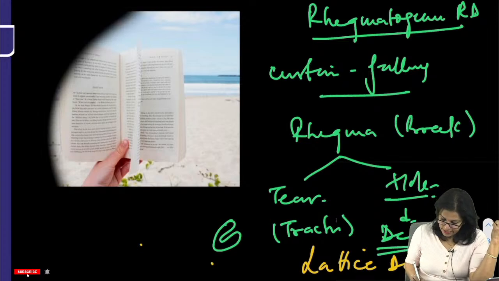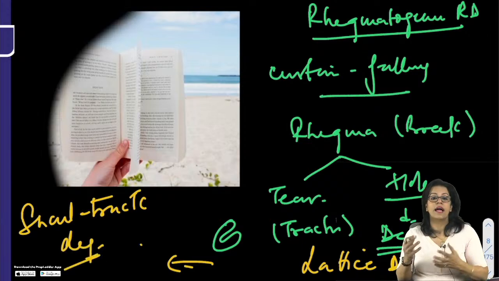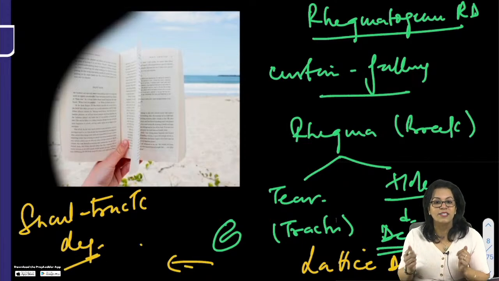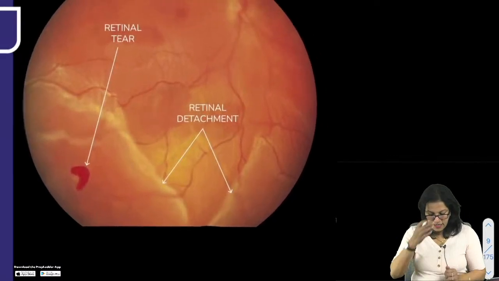Nikita, one more from my side you should know. Another one is snail track degeneration. ठीक है? So these are the two degenerations which have got the highest risk of getting a retinal detachment. चलो, let's see what next we have. Okay, I think this is clear.